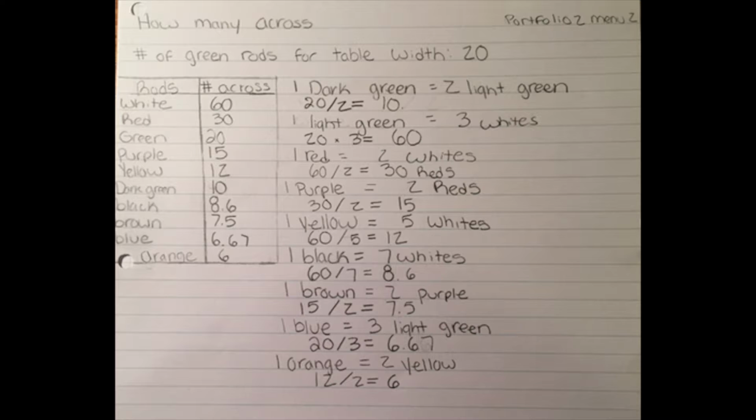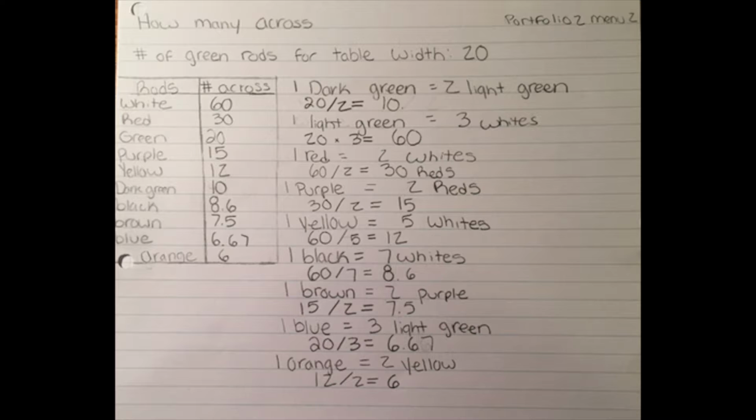The next rod color I went to is purple. It takes 2 reds to get to 1 purple. So I knew I needed to divide 30, which was how many reds it took to get across, by 2 to get the number of purple it would take, and I got 15.